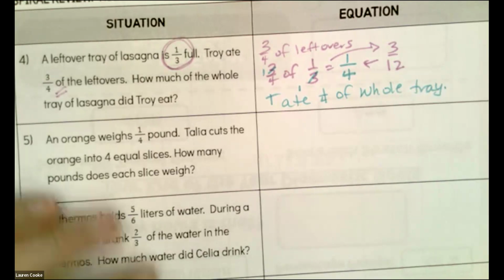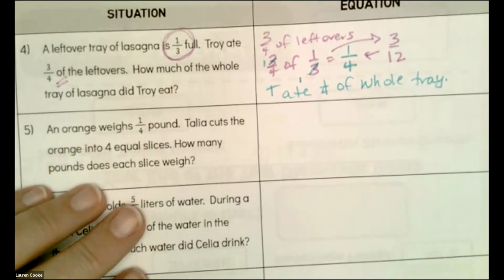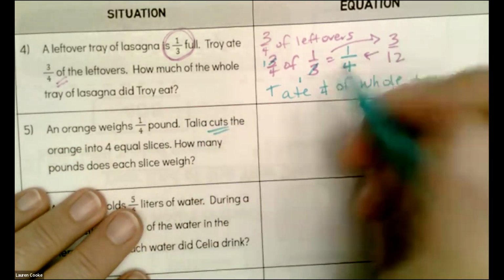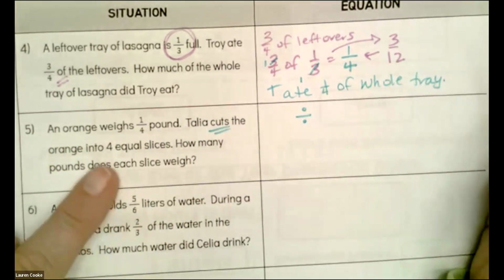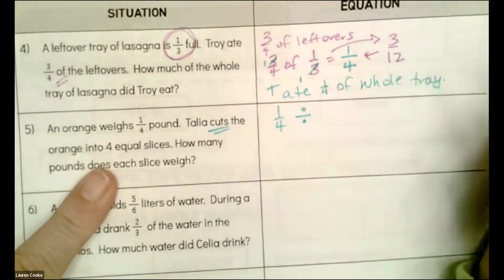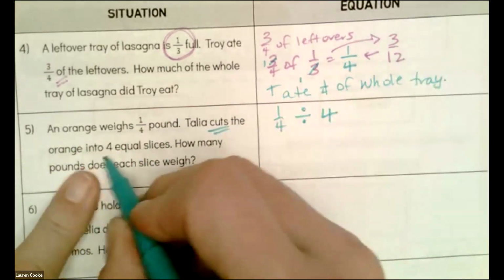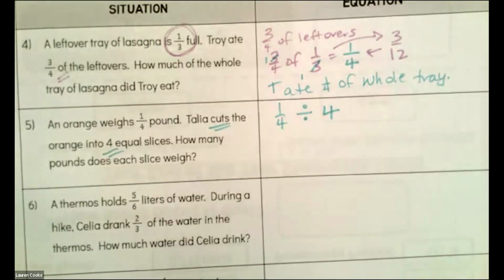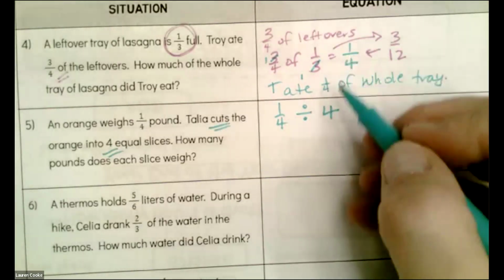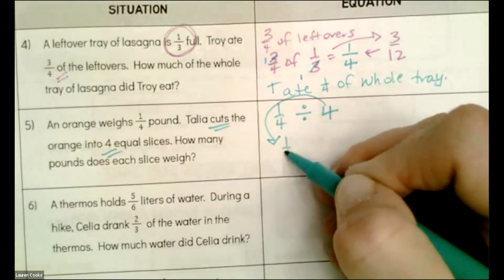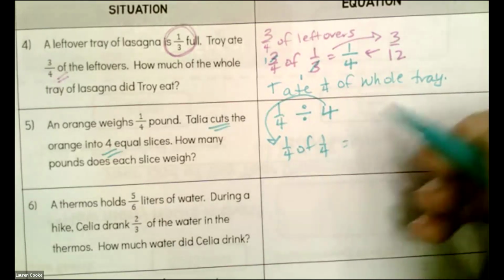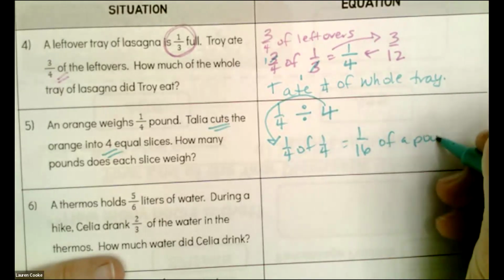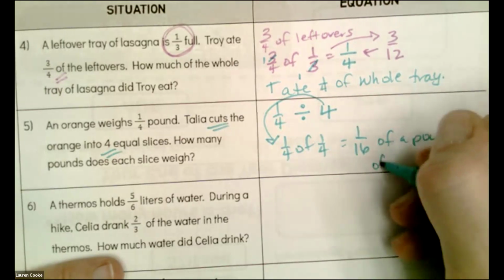Okay, let's look at the next one. An orange weighs 1/4 of a pound. Talia cuts the orange into 4 equal slices. All right, so cutting immediately makes me think of division. I need to know what I'm starting with. I'm starting with 1/4 and I'm dividing it by 4 equal slices, which lets me know division. So I have to ask myself, if I'm dividing 1/4 by 4, I need 1/4 of the 1/4. So she's going to give each person 1/16 of a pound of orange.